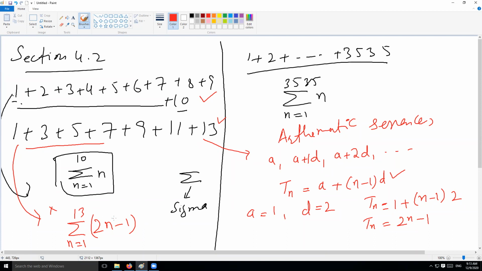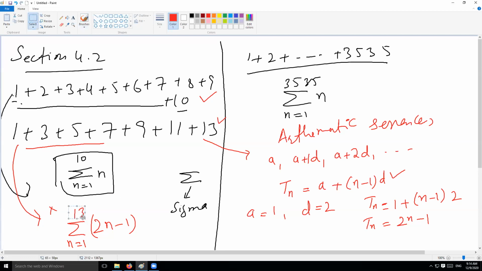Because there are 13 numbers, sir, not exactly a term. Exactly. So if you substitute 13 here, it's going to be 13 times 2, which is 26, and 26 minus 1 is 25 actually. While this is not ending at 25. So where should we end this sum actually?